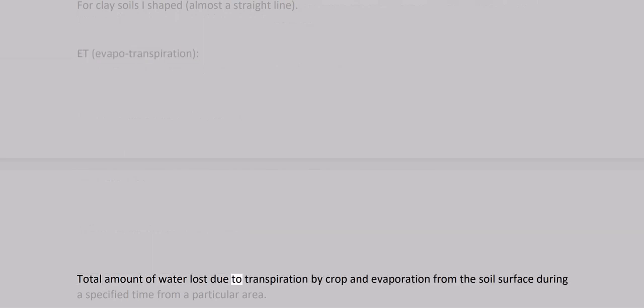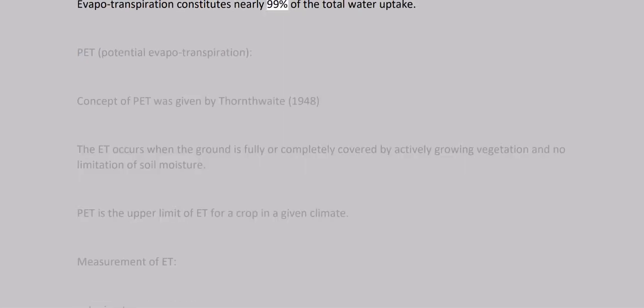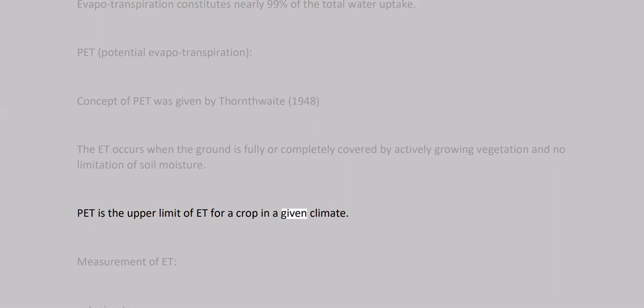Evapotranspiration (ET) is the total amount of water lost due to transpiration by the crop and evaporation from the soil surface during a specified time from a particular area. Evapotranspiration constitutes nearly 99% of the total water uptake. The concept of PET, potential evapotranspiration, was given by Thornthwaite, 1948. PET occurs when the ground is fully covered by actively growing vegetation and there is no limitation of soil moisture. PET is the upper limit of ET for a crop in a given climate.